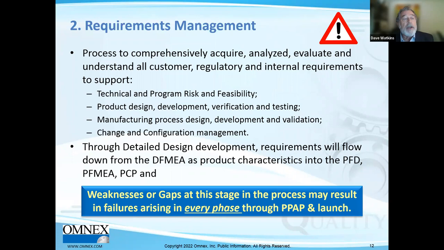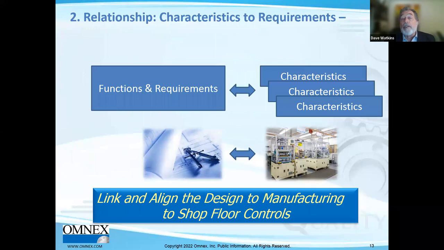So this relationship between function and characteristics we're going to see is critical. And the box at the bottom, when you get the PDF of this, when you download a recording of it or a PDF after we're done, highlight that box. Weaknesses or gaps at this stage in the process, it says may result, my personal experience changed that to a will result in failures arising in every phase all the way through to launch and beyond. It's practically guaranteed.